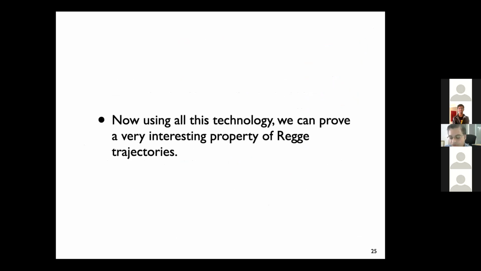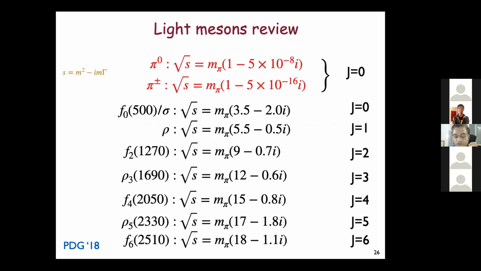Another corollary of doing all this hard work is that you can prove a very interesting property of Regge trajectories. Now, what are Regge trajectories? Of course, if you know a little bit about the history of string theory, this is one of the most important inputs to how string theory originated. So let me just tell you a little bit about the phenomenology of pions. There are 3 kinds of pions, pi 0, pi plus, and pi minus.